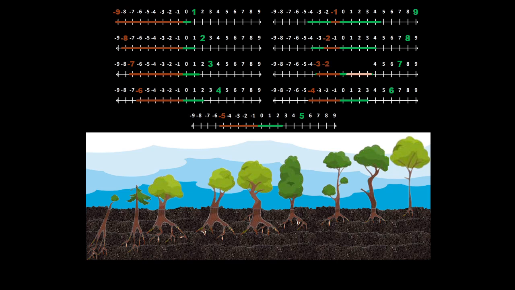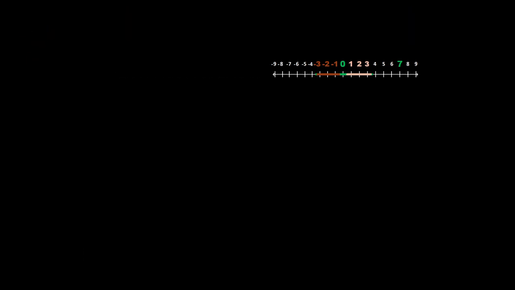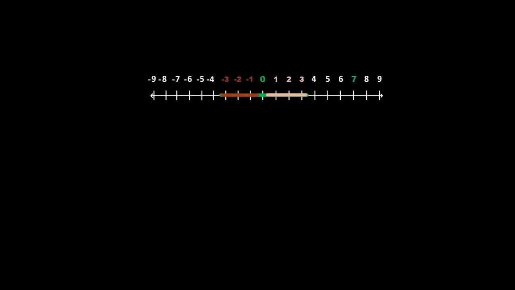-3, -2, -1, 0, 1, 2, 3. That makes 7 counts. Wait. I do remember some math. And 3 minus a -3 is actually 6 and not 7. So I don't know how you made it 7, but you mathed it wrong.